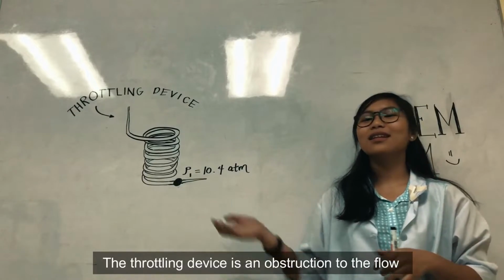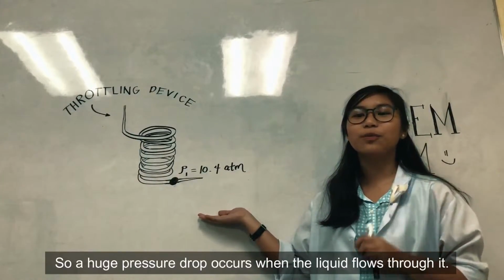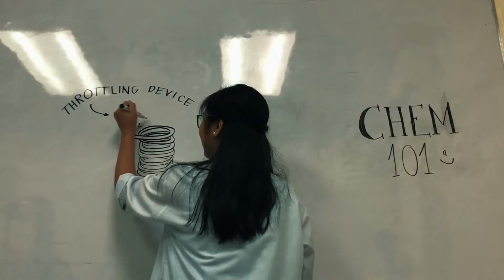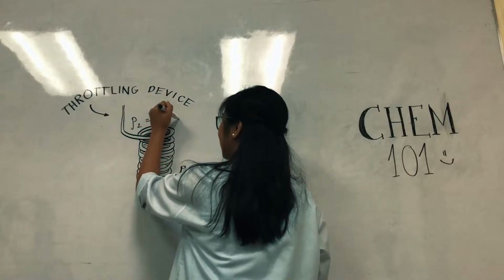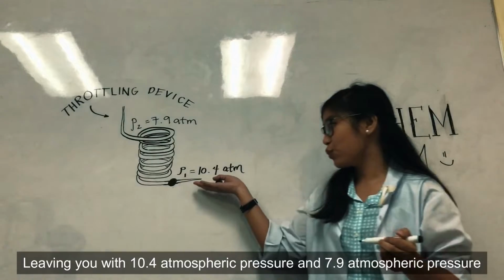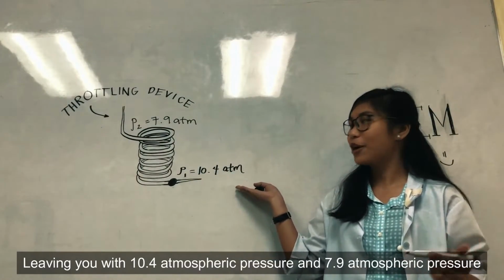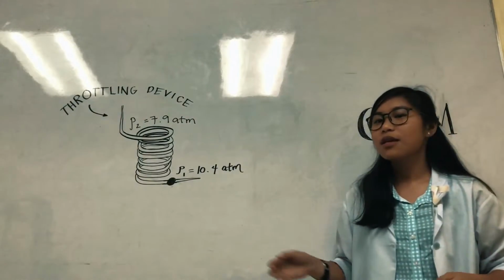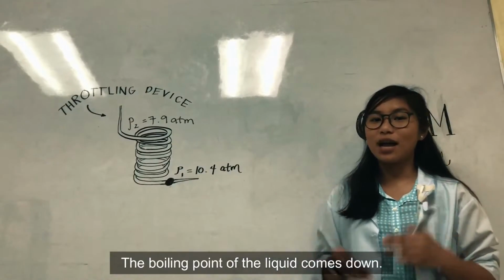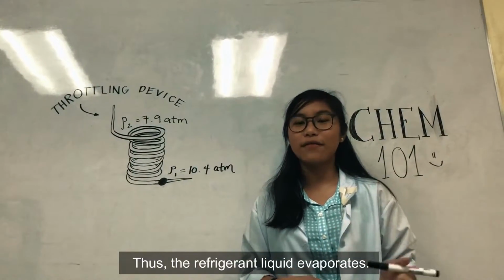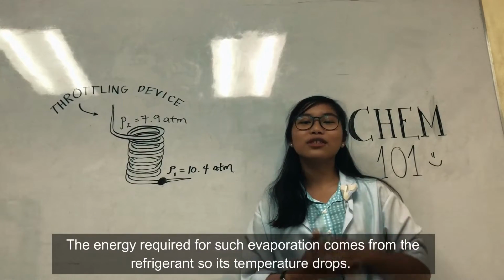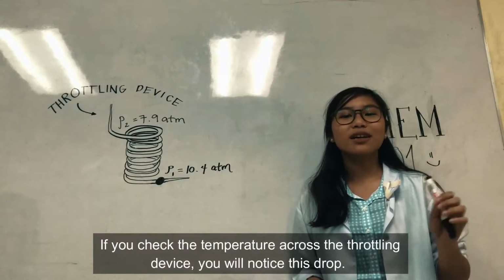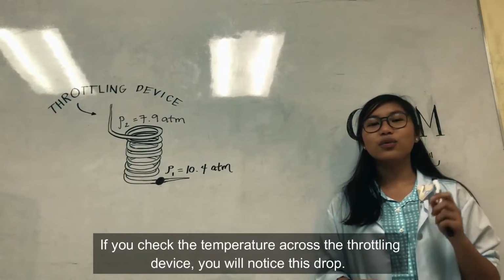The throttling device is an obstruction to the flow, so a huge pressure drop occurs when the liquid flows through it. Leaving you with 10.4 atmospheric pressure and 7.9 atmospheric pressure. As the pressure drops, the boiling point of the liquid comes down. Thus, the refrigerant liquid evaporates. The energy required for such evaporation comes from the refrigerant, so its temperature drops. If you check the temperature across the throttling device, you will notice this drop.